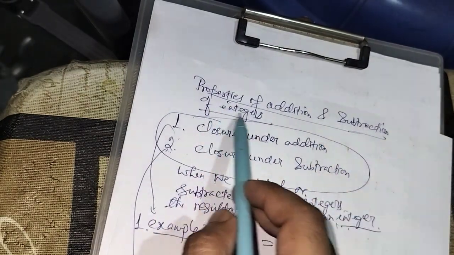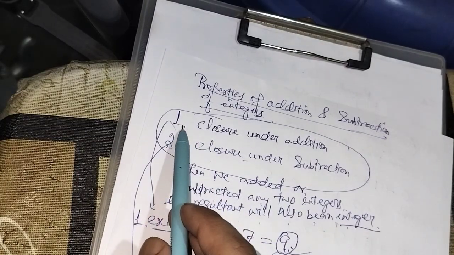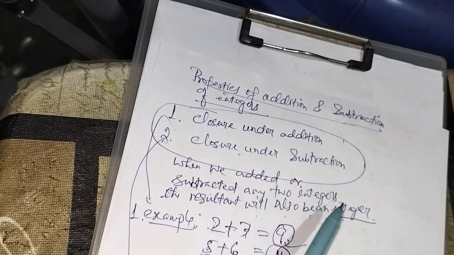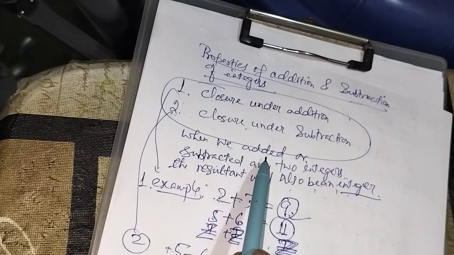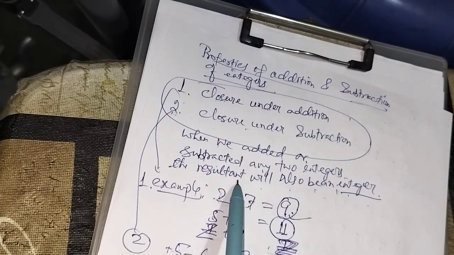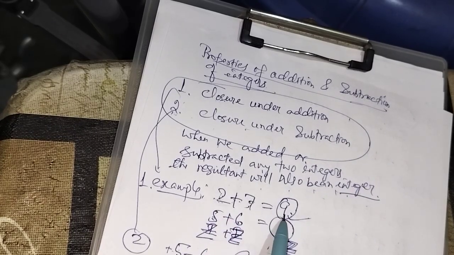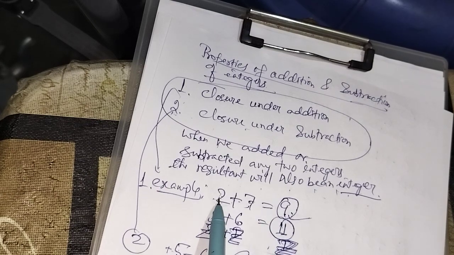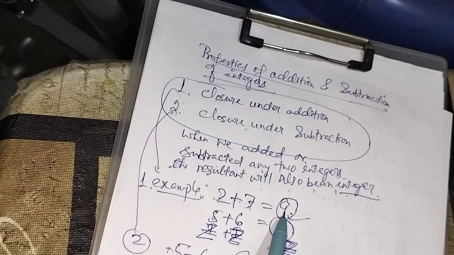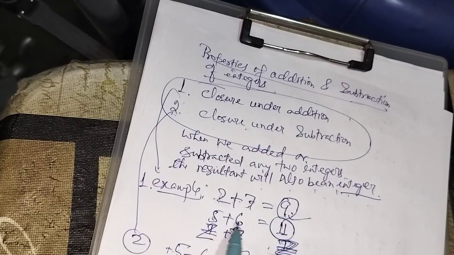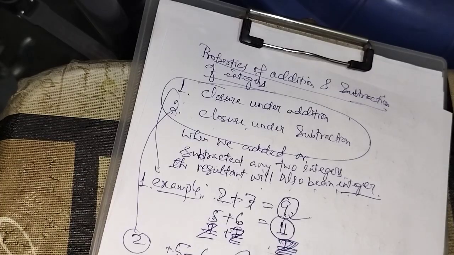Properties of addition and subtraction of integers. Firstly, we have covered these two: closure under addition and closure under subtraction. These two properties say that when we add or subtract any integers, the result will also be an integer. Example: 2 plus 7 equal to 9. 2 is an integer, 7 is also an integer. So when I add two integers, the result 9 is also an integer. 5 plus 6 is 11. Integer plus integer is also an integer.